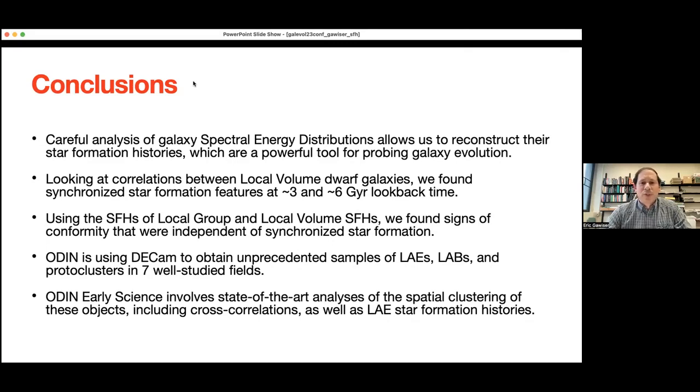We'll report on recent results led by grad student Charlotte Olson, where we found synchronized star formation in local volume dwarf galaxies and evidence for galactic conformity in a mixed sample of local group and local volume galaxies. And then I'll switch gears and talk about Odin, which is a high redshift Lyman alpha emitter survey using narrowband imaging on the dark energy camera, and how Odin early science includes studying the spatial clustering of objects, as well as back to star formation histories for now these high redshift Lyman alpha emitters.